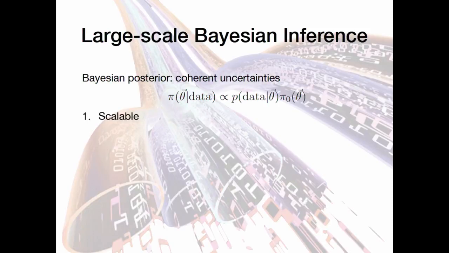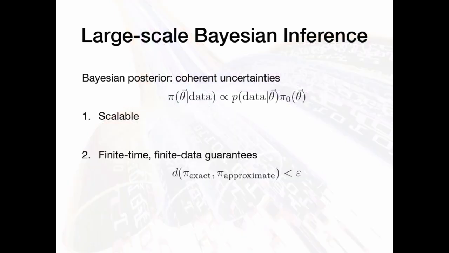In particular, we like a large-scale Bayesian inference method to have the following 3 properties. The first, naturally, is scalability. It should be able to operate on streaming or distributed data sets. The second is that we like finite time, finite data guarantees. That is, if we have our posterior approximation, we'd like to know that it's in some sense close to the exact posterior. And moreover, if we're given a larger and larger computational budget, we'd like to be able to make our approximation better and better.